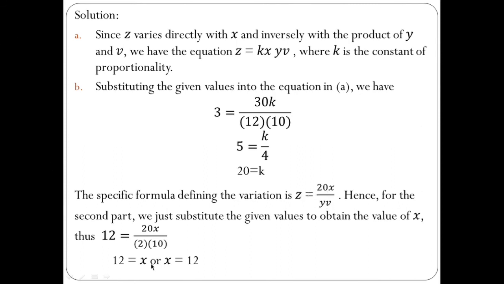Hence, for the second part, we just substitute the given values to obtain the value of x. Thus, okay, so yung kanina naman class na given for z is 12. So, 12 equals 20x over, yung given din kanina na value for y is 2, tapos yung sa v is 10. So, simplify lang natin siya class, cross-multiply. I-multiply nyo muna 2 times 10, then the result is divide nyo 20 over the result. And cross-multiply nyo class, so we have 12 equals x, or x equals 12.